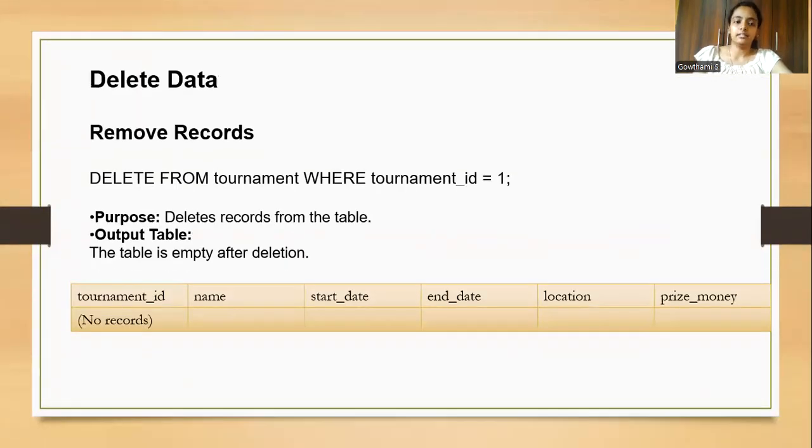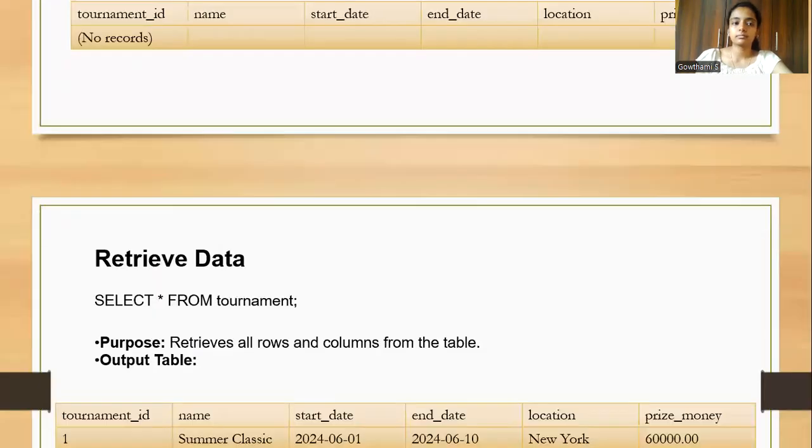How do you delete it? Delete is nothing but you remove the contents, but the structure will not be removed. But drop is to remove the entire database, including the structure. But delete is different. You only remove the content inside it, but not the structure. So when you delete it, where the tournament ID is equal to 1, all the data will be deleted. That is, you can see only the attribute names, but there is no instance data in the table.